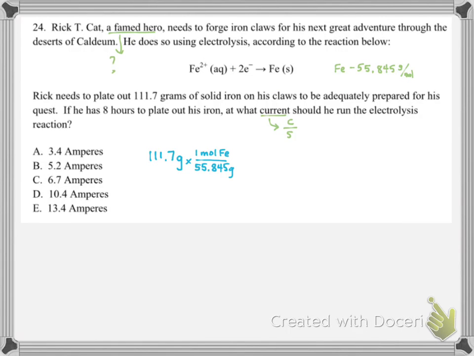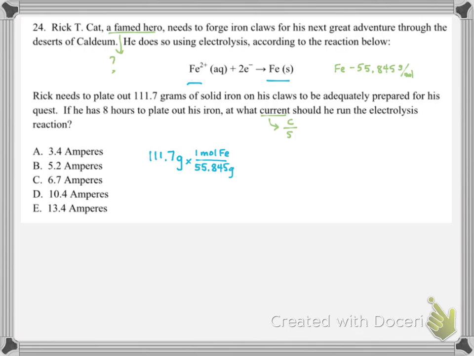Okay, for number 24, Rickety Cat is trying to electroplate out some iron. Okay. And we have this equation that shows us taking iron ions, say that 5 times fast, out of solution to make iron solid.